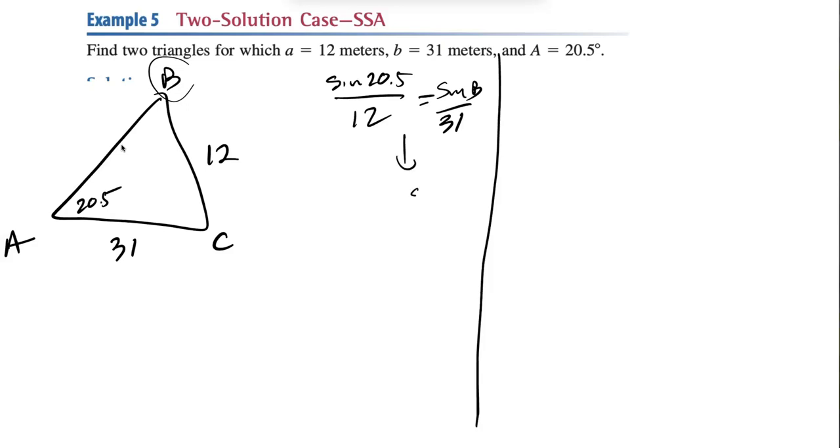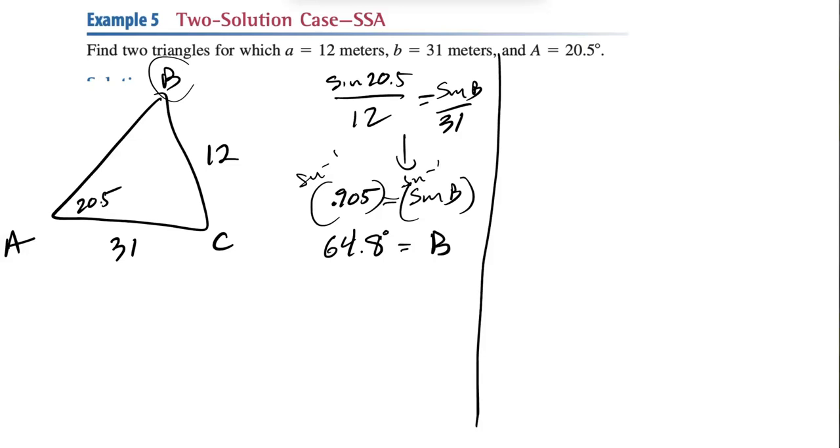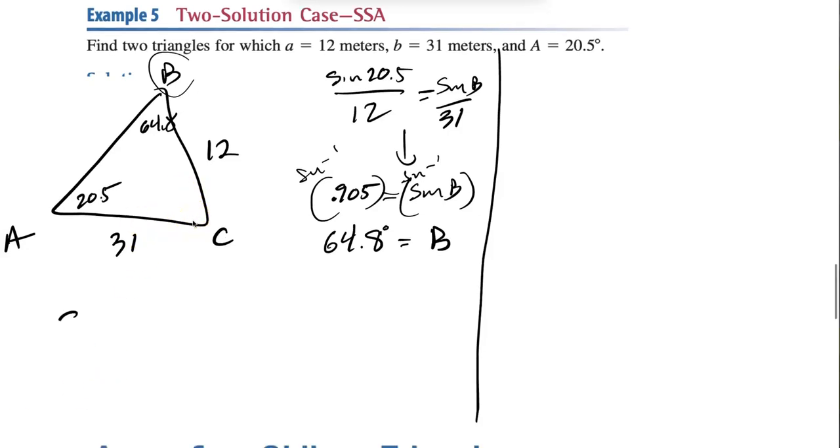I'll just skip down to sine of B equals 0.905, and then sine inverse both sides. And I get 64.8 equals B. Right, so that's over there. And then we could do the same thing as always. We want to find C. C is going to be 180 minus those two, which is 94.7.